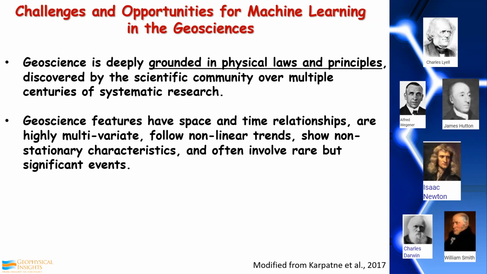But geoscience features have space and time relationships that are highly multivariate. As you know, the subsurface is heterogeneous. There's fluid, temperature, stress variations, faulting, fractures. Much of this is nonlinear and non-stationary. And it often involves rare but significant events. We're often chasing the outliers. We want to find hydrocarbons, which are not the norm in the subsurface, or you might be looking for permeability in a carbonate reservoir. So we're looking for those rare but significant events.